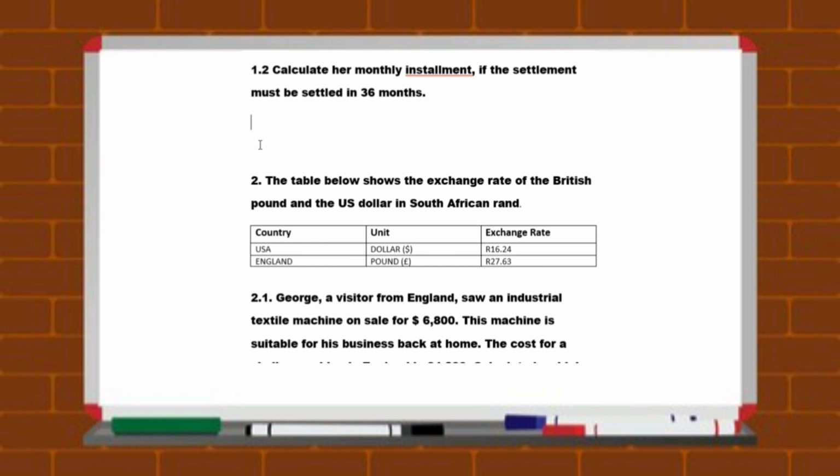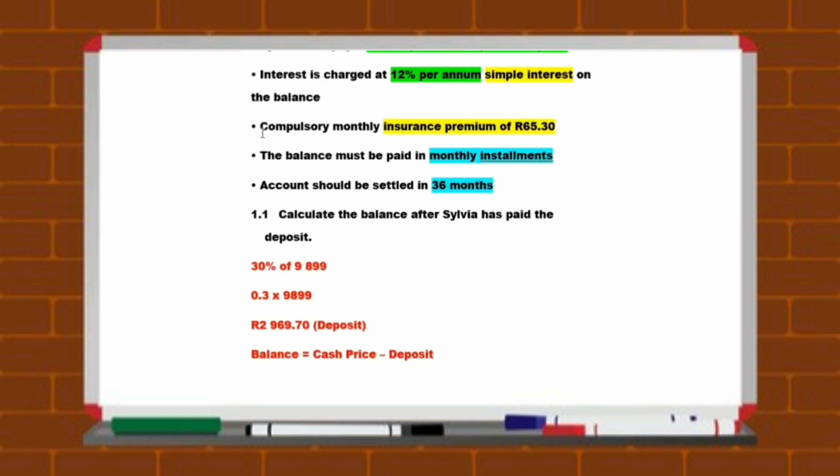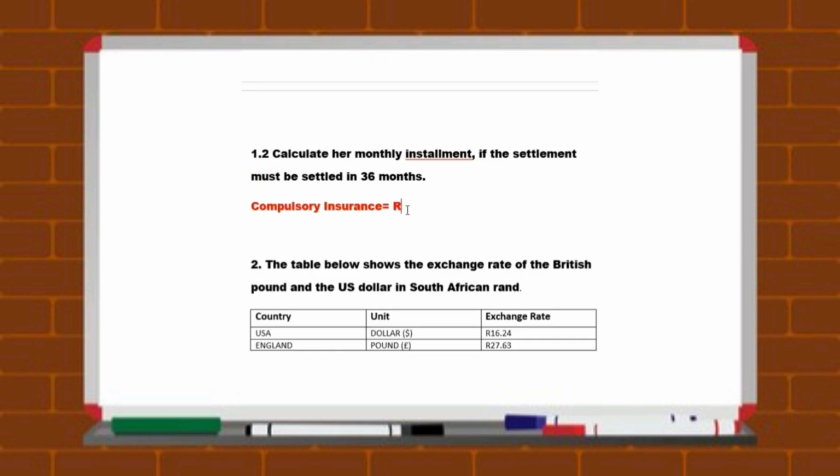So the next part of this question is calculating the monthly installment. Going back to what they've given us, I'm seeing the compulsory monthly insurance premium. So compulsory insurance is 65 rand 30 cents. Okay, so this is a fixed expense, right? Because it's not determined by interest and it's fixed throughout the 36-month period, right?